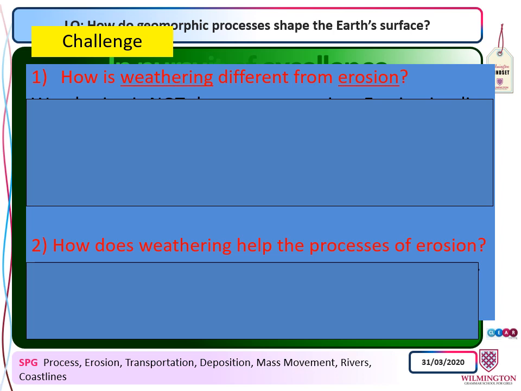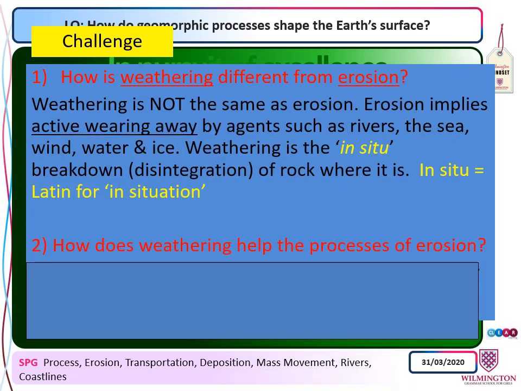This is quite an important distinction because lots of people get confused between weathering and erosion. And this slide shows us that weathering is not the same as erosion. Erosion means an active wearing away by four main agents of erosion: rivers, the sea, wind, water and ice. But weathering is not. There's nothing actually wearing away. For erosion to happen, you have to have something which is wearing away. Well, with weathering, there's no agent which is actually doing the work. It is the exposure to the atmosphere or plants.